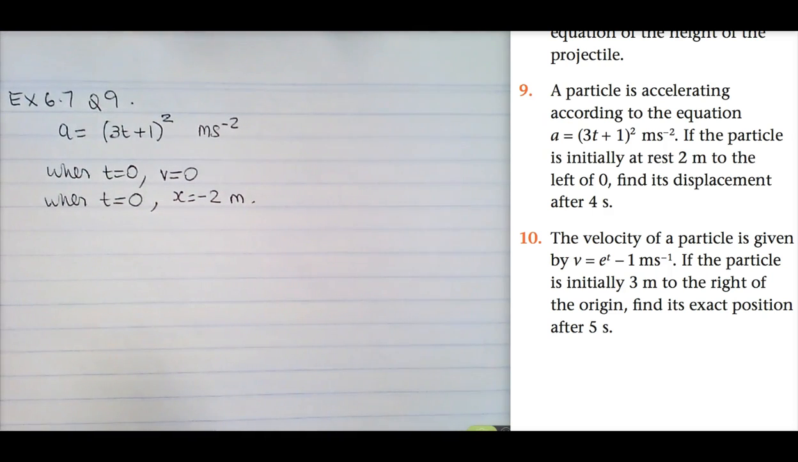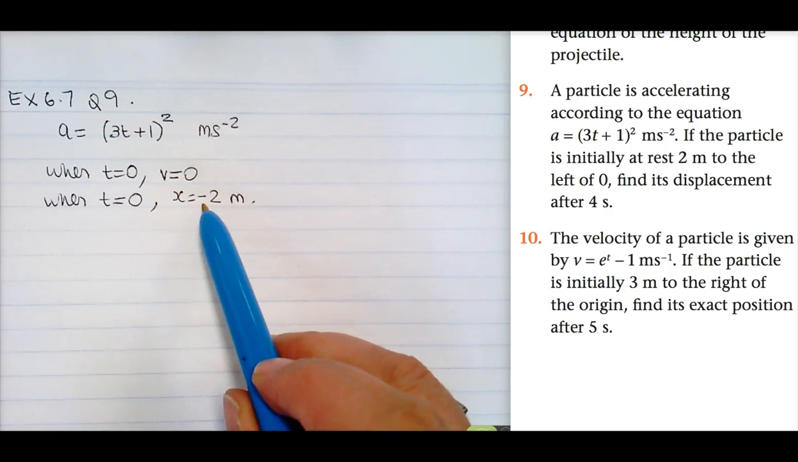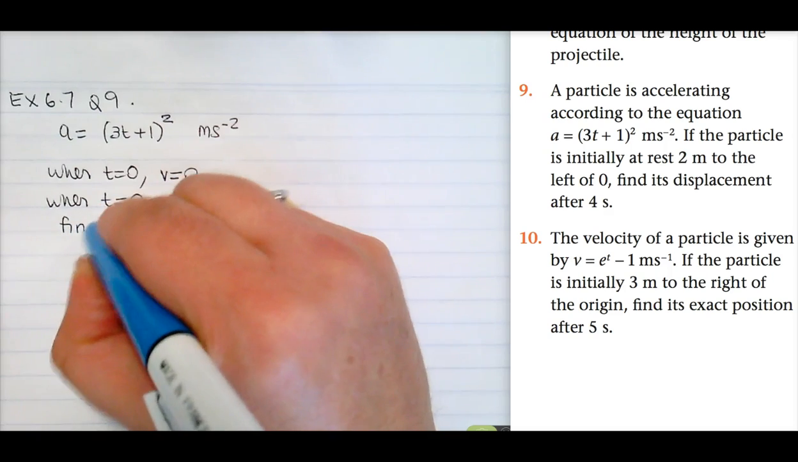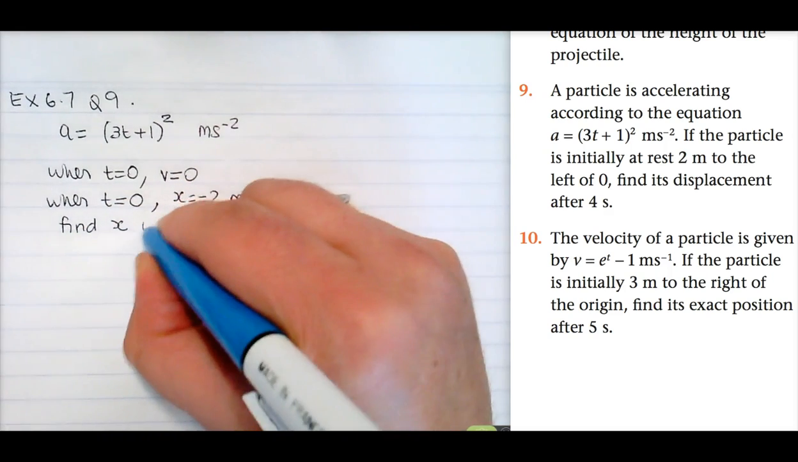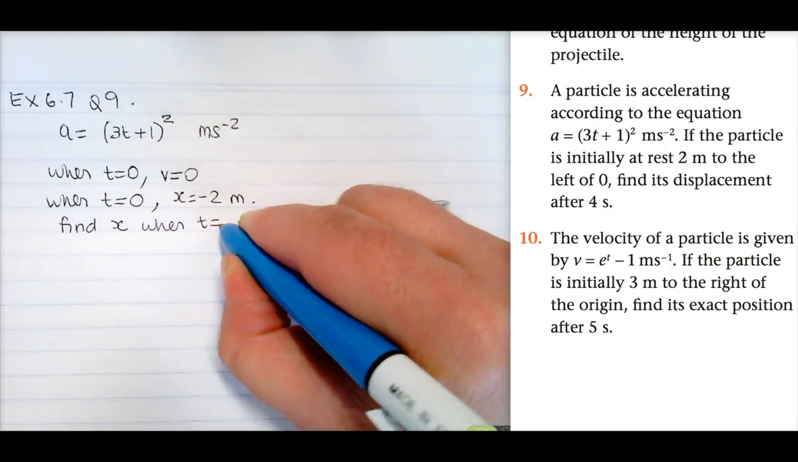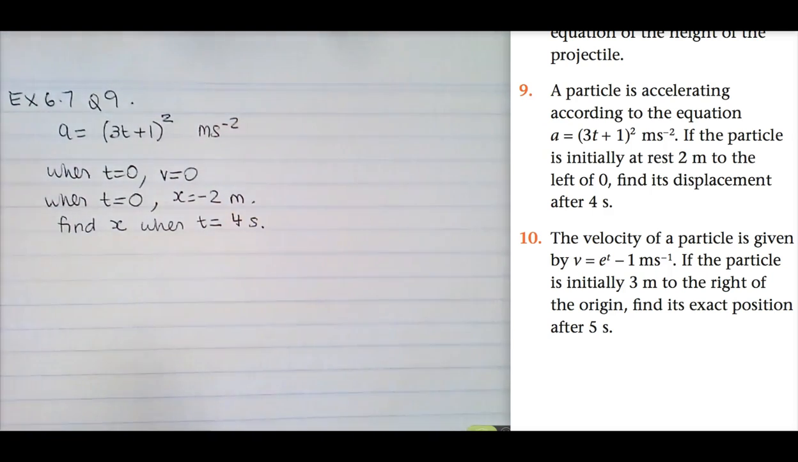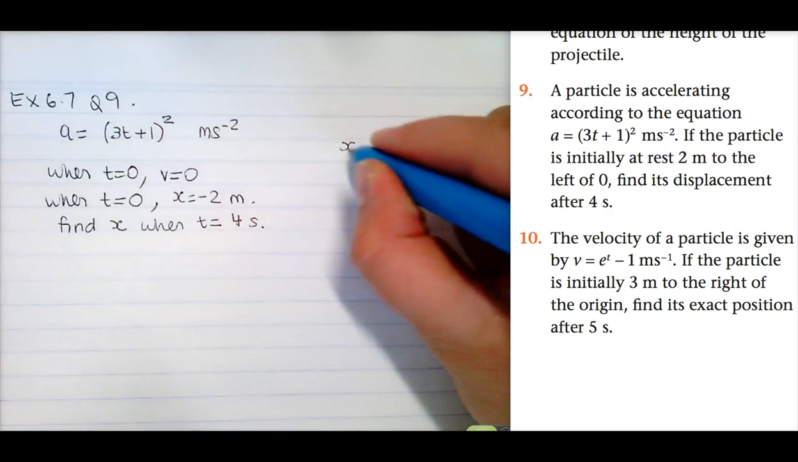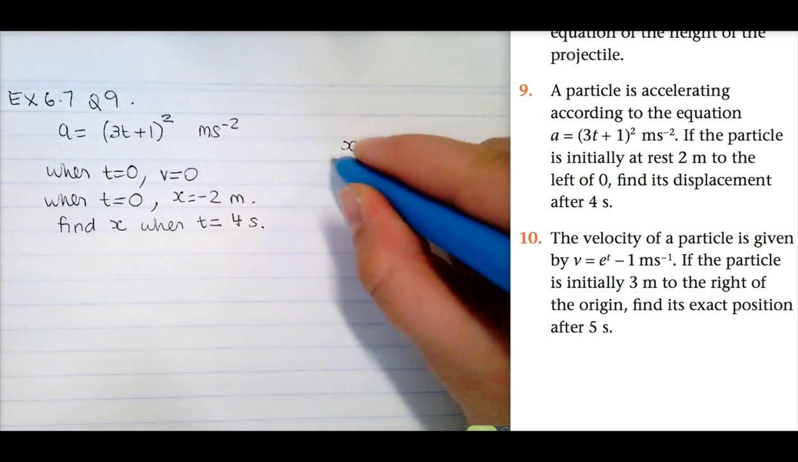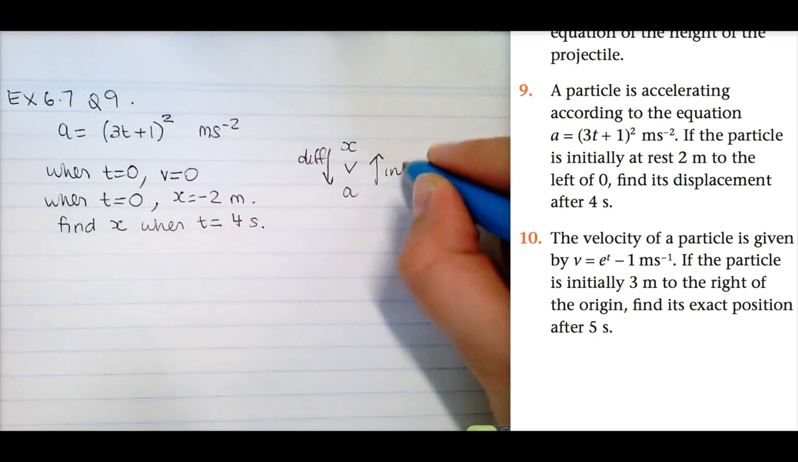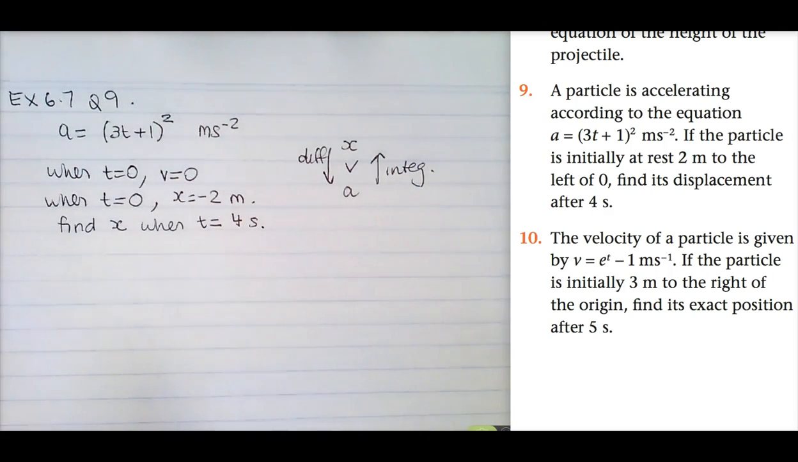So if it was to the right of 0, what would you put here? Plus 2, just a normal 2. Find x displacement when t equals 4. Good. Okay, that's what we've got. So let's write down the side: x, then v, then a. Going down is differentiating. Going up is integrating. X, v, and a.